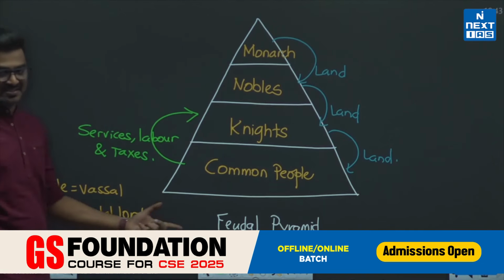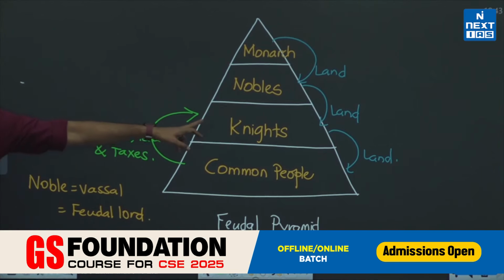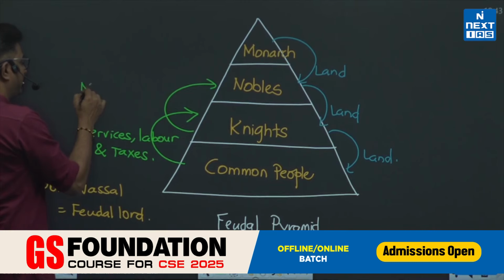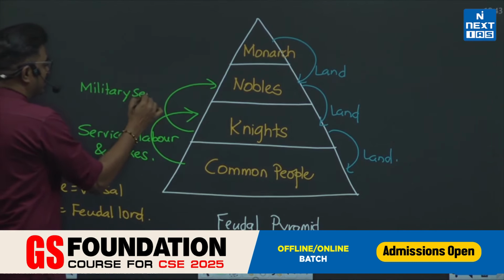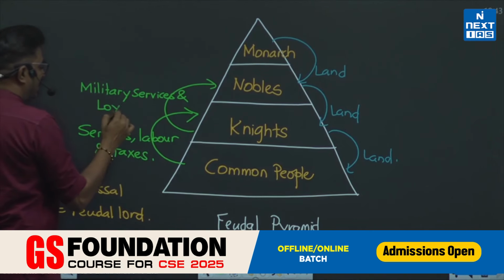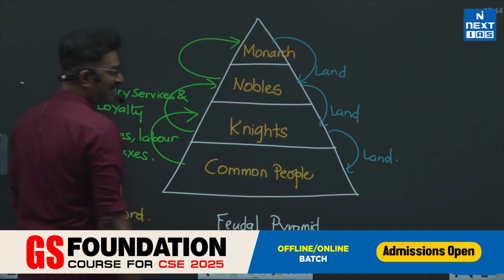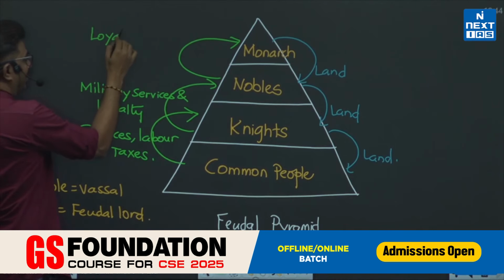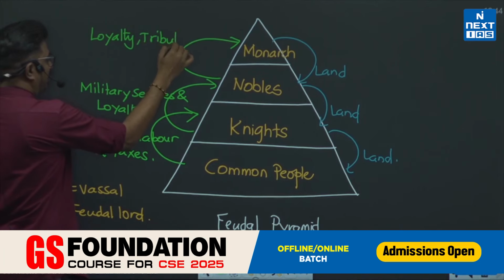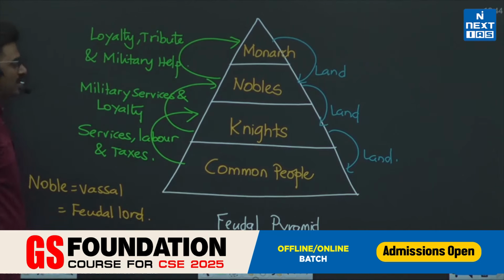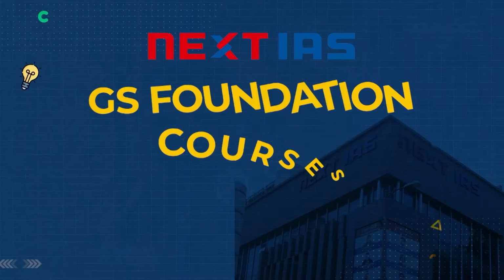So who gave the protection? The knights. But the knights reported to the nobles. So what were the knights providing in return to the land given to them? They were providing military services and showing their loyalty to the nobles. Clear? So what did the nobles give in return to the monarch? Loyalty, tribute, and military help to the monarch in times of emergency.